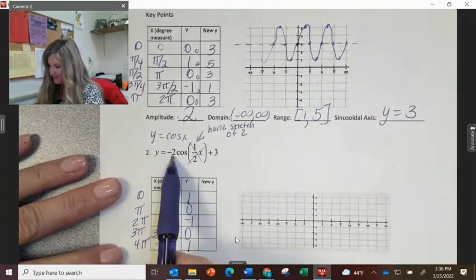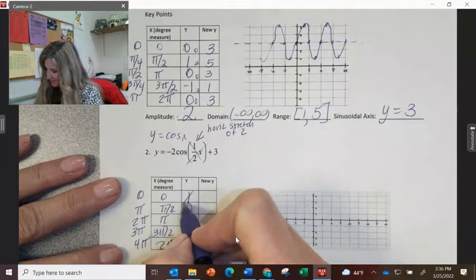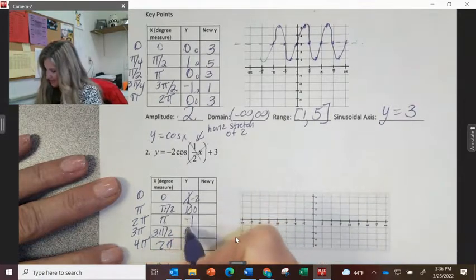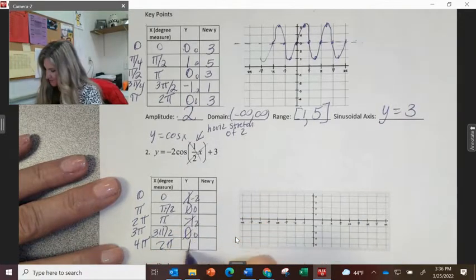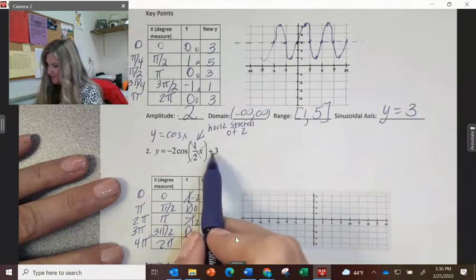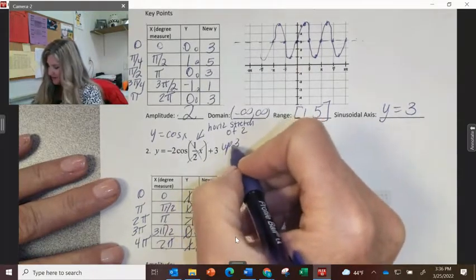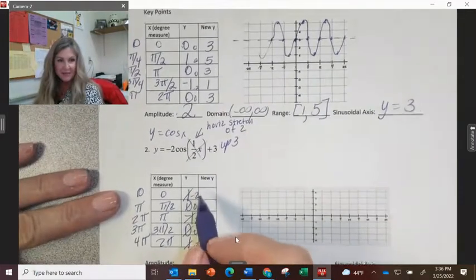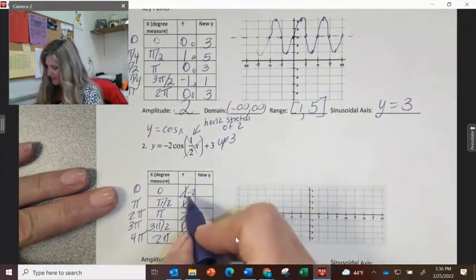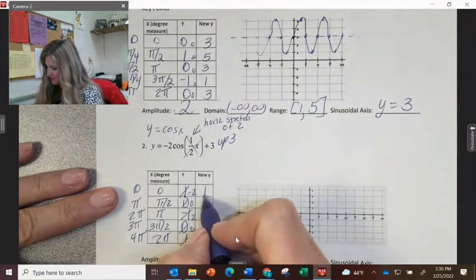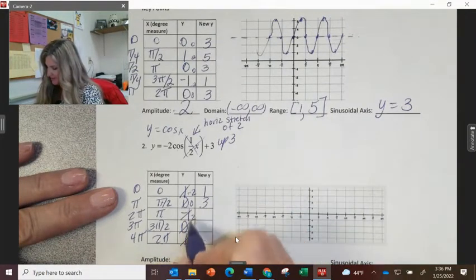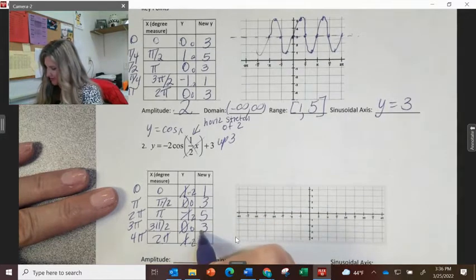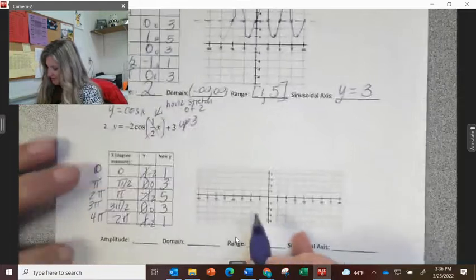Now we have to look at this. That's going to be a vertical stretch by -2. So that means I'm going to have to multiply all of these y's by -2. And this is going to shift us up 3. So I have to take these y's and add 3. -2 plus 3, 0 plus 3, 2 plus 3, 0 plus 3, -2 plus 3.